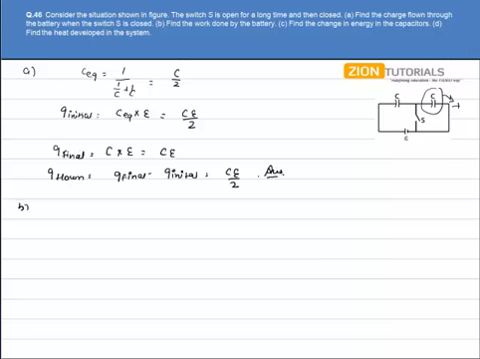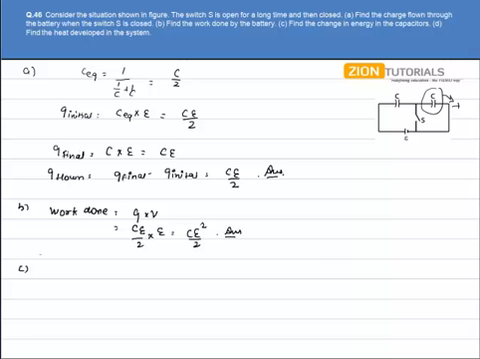In the second part, we have to calculate the work done by the battery. Now, as I told you earlier, the work done by the battery is given by the charge flown through the battery into the potential of the battery. So since the charge flown is C epsilon by 2 and the potential is epsilon, the work done by the battery will be C epsilon square by 2. That is the answer.